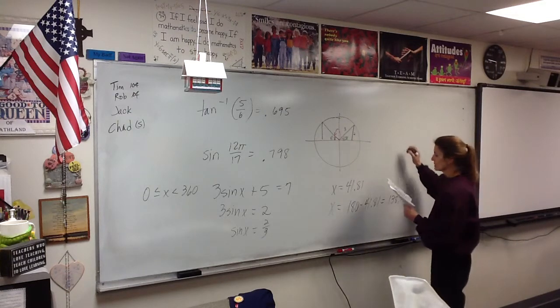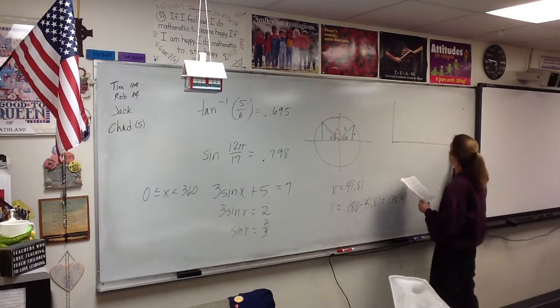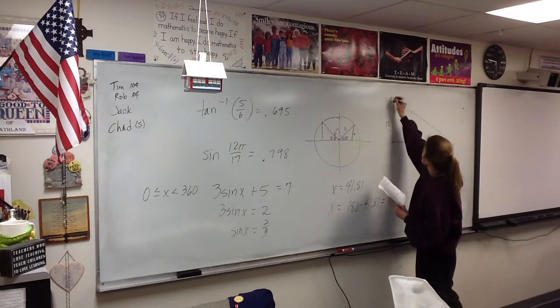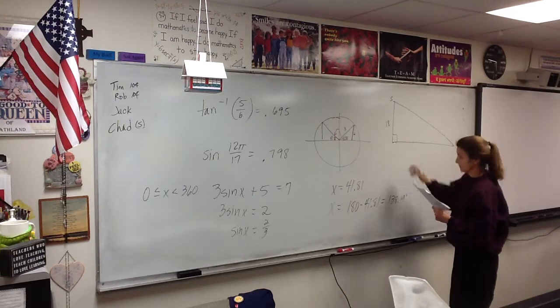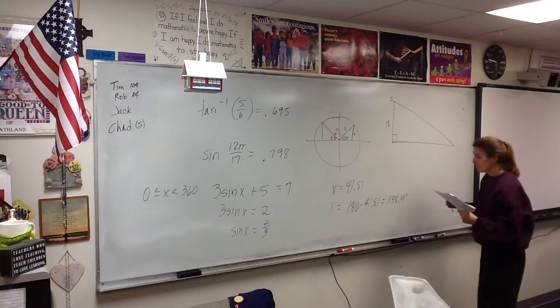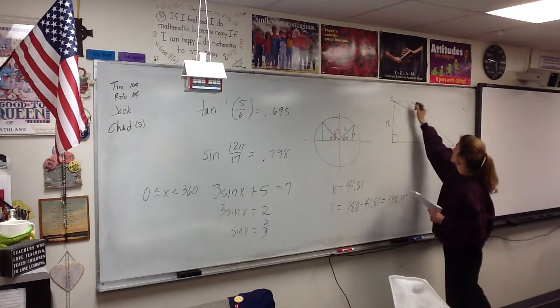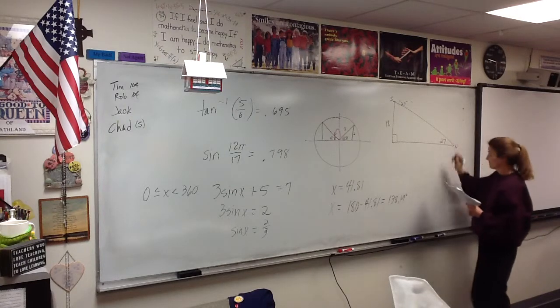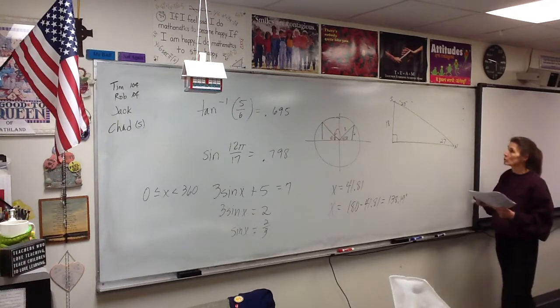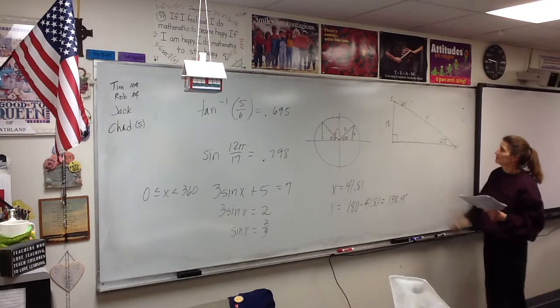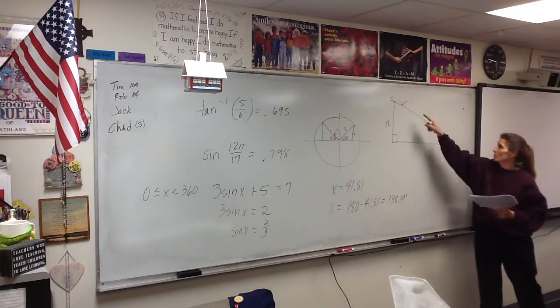A flying squirrel is in a tree 18 feet above the ground. Here's the squirrel 18 feet above the ground. His angle of depression to a nut on the ground is 27 degrees. How far is the squirrel from the nut?